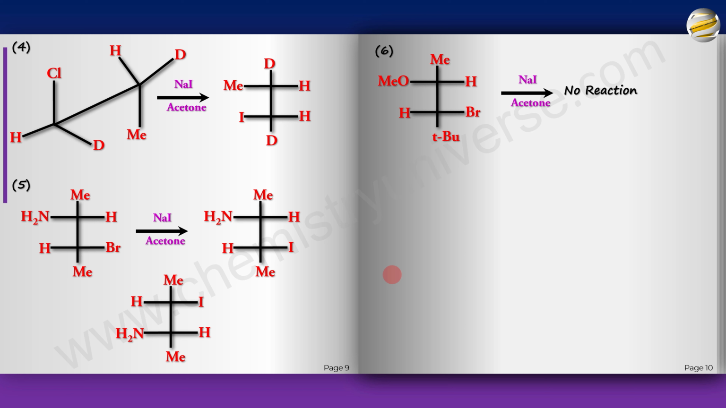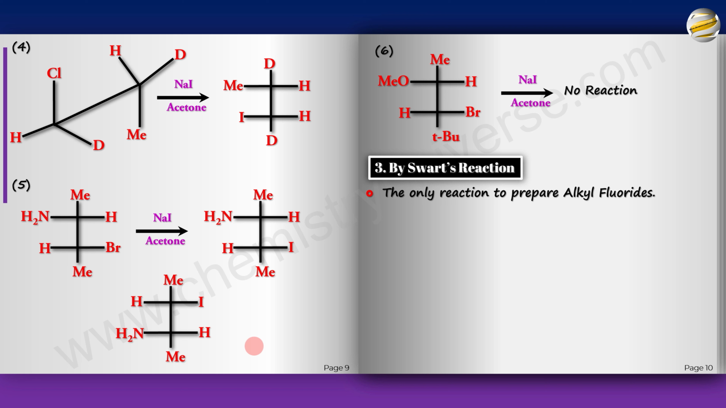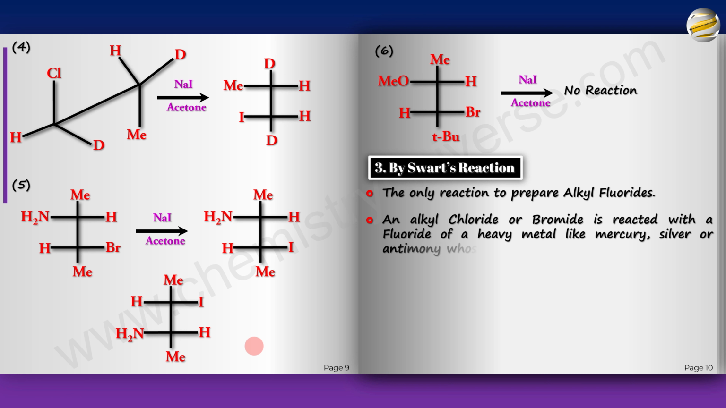Alright, so far we have seen chlorides, bromides, iodides being made. Now let's look at something that can produce fluorides. And this is the only reaction to prepare alkyl fluorides. Now an alkyl chloride or bromide is reacted with fluoride of a heavy metal like mercury, silver or antimony, whose chlorides and bromides are insoluble as they are more covalent.